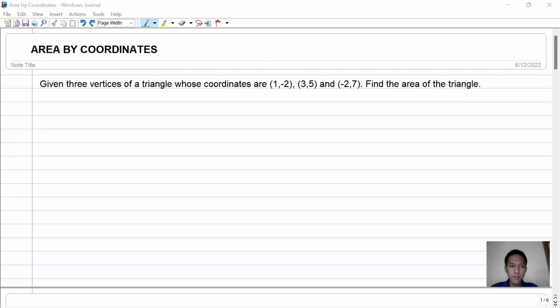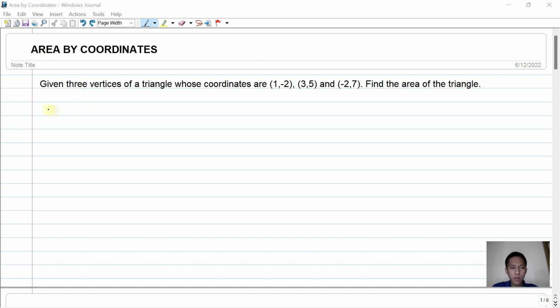So the problem is, given three vertices of a triangle whose coordinates are (1, -2), (3, 5), and (-2, 7), find the area of the triangle. So sa problem na to guys, I will introduce to you three ways on how to solve this.